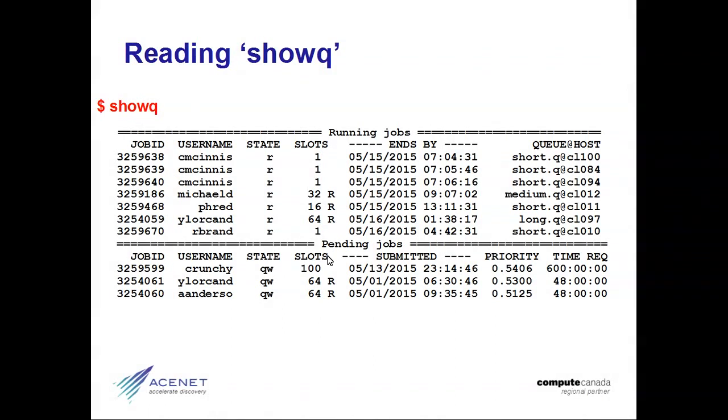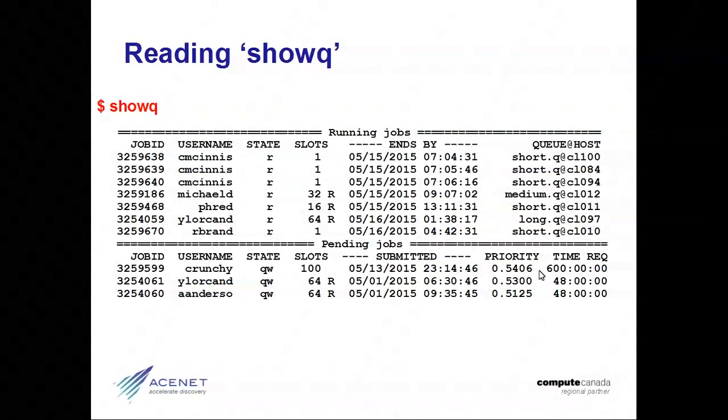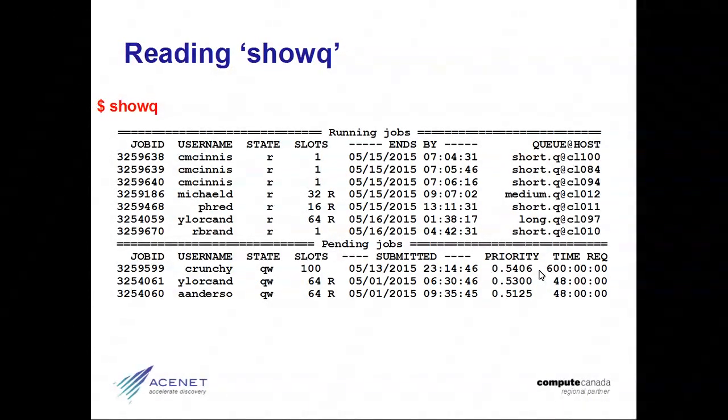The second section of show queue answers that priority part of the question. The second section has all the waiting jobs ranked in order of their priority, with the top priority one at the top. So this user Crunchy here is asking for 100 CPU slots, and it was just submitted on the 13th of May, but because of their group's priority, it goes to the top of the list. There's complicated stuff there. We'll come back to that briefly.